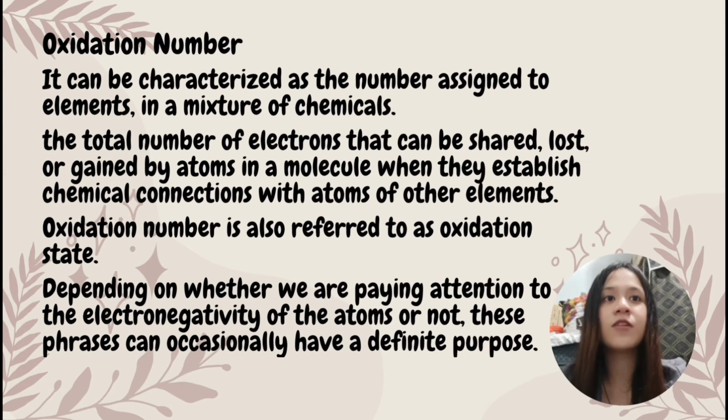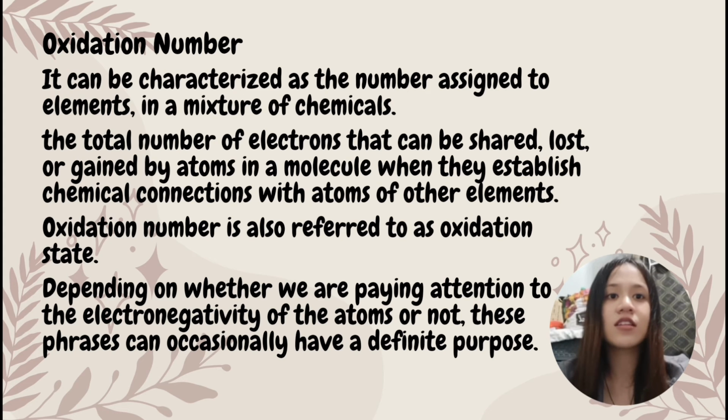Now that you know the difference between oxidation and reduction, you must also be reminded that sometimes the terms oxidation number and oxidation state are often used interchangeably, so you must be careful to use the appropriate word. Oxidation number in simple terms can be described as the number that is allocated to elements in a chemical combination. The oxidation number is basically the count of electrons that atoms in a molecule can share.